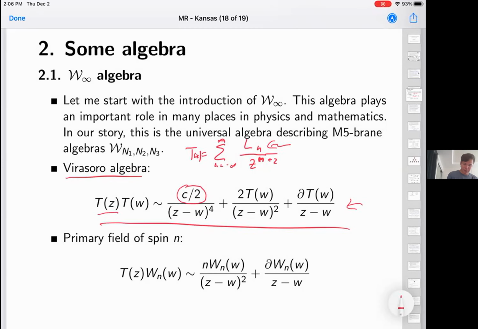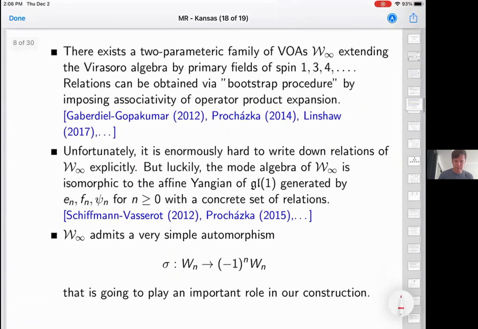Let me also define a primary field. A primary field is a vertex operator, W_n, with the following operator product expansion with the stress tensor of the Virasoro algebra, and the spin n appears as a prefactor in the second order pole. It turns out that there exists a two-parametric family of vertex operator algebras W infinity, extending the Virasoro algebra by primary fields of spin 3 and 4. This was first suggested by Gaberdiel and Gopakumar and proven in the recent work of Linshaw.